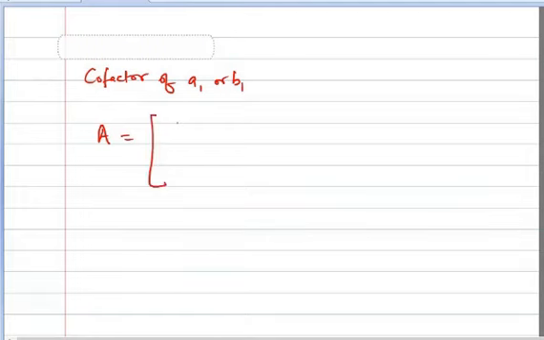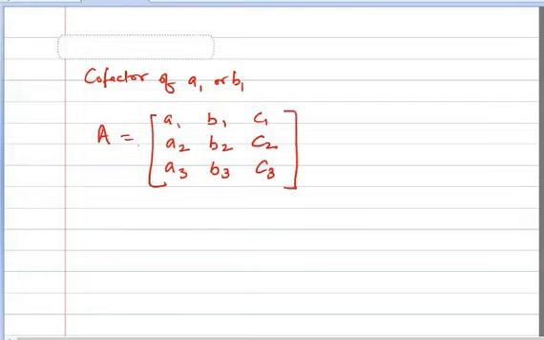After finding the minor, you have to find the cofactor. You can find the cofactor of A1 or B1, any element. So let me write the matrix A: A1, B1, C1, A2, B2, C2, A3, B3, C3. So this is your matrix A.